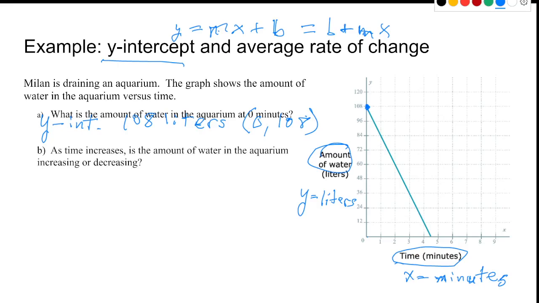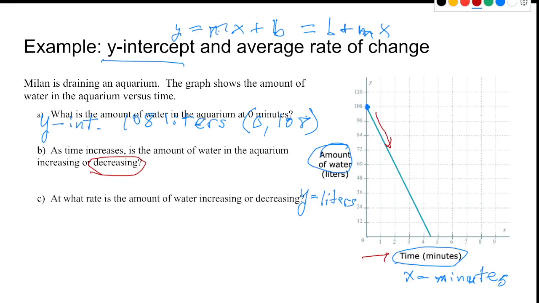So now, as time increases, let's go for the B part, we'll change color here. Time is increasing. Is the amount of water in the aquarium increasing or decreasing? So we're reading from left to right, and we can see that the amount is going down. So that's going to be a big feature that we're going to look at. So we're going to say it's decreasing. If you remember from your exploration of linear equations, this would mean our slope is going to be negative, right? That's one of the things we look at.